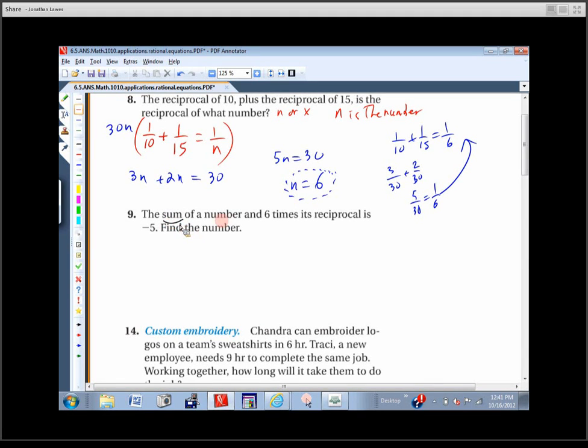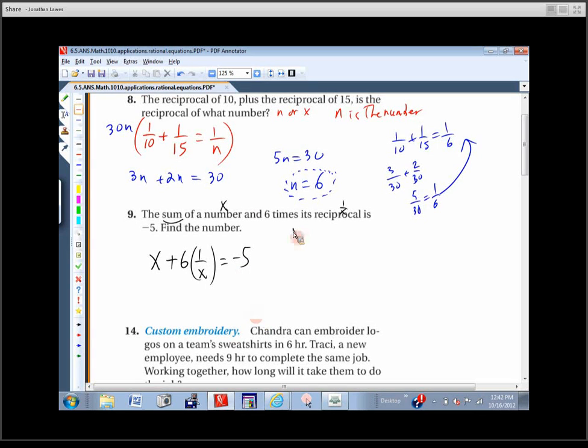The sum of a number. Do we know what the number is? Okay. Some people want to use x, so we'll use x. Let's call the number x. The sum of a number, so we're going to be adding a number and something else. 6 times its reciprocal. Well, if x is the number, what would its reciprocal be? 1 over x. So what's 6 times 1 over x? If you wanted to write it like this, just to make it clear, there's the number, plus 6 times its reciprocal, is -5.